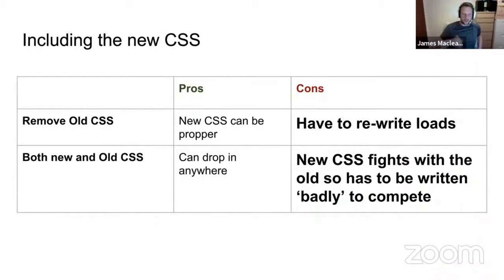So some of you might be thinking, well, hang on, you can't actually do this. I included the two style sheets. I got Webpack Encore to compile two of them and I just included them. That wouldn't work, because if you had both of them on the page, you'd be fighting with the old one and your new CSS would be bad. You would have to sort of quash the old CSS before it would even take effect. And removing the old CSS isn't really a practical option.